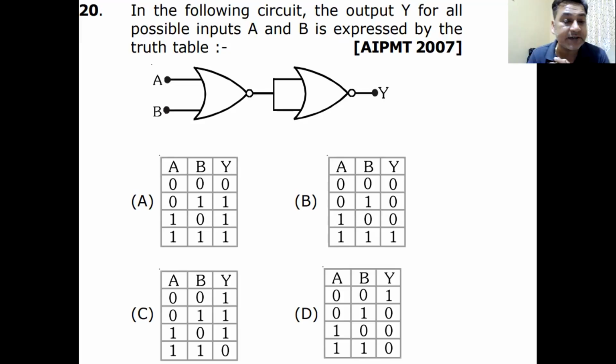Yes, question number 20. In the following circuit, the output Y for all possible inputs of A and B is expressed by the truth table. Which one?